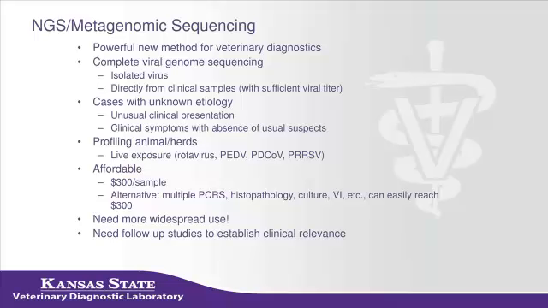Metagenomic sequencing, I hope the message is, this is a really powerful technique. We can use it for a lot of stuff: viral genome sequencing, investigating the etiology of these unknown clinical cases. It's useful for profiling herds, so again, for live exposure. On a cost basis, K-State is charging $300, and other universities are charging similar amounts. So if you look at running multiple PCRs, histopath, culture, BI, it's pretty easy to get a $300 diagnostic bill. So I think this can certainly not replace all our diagnostics, but certainly has a role in veterinary diagnostics.